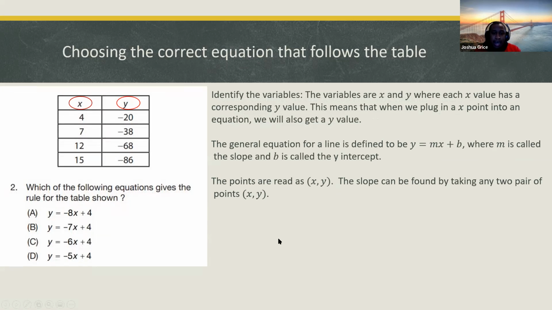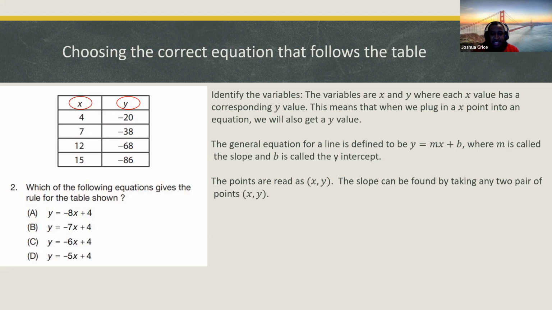And usually when you have an equation of this form, we call it a line. And the line is defined to be y equals mx plus b. And the two key letters from this equation are the m, which we usually refer to as our slope, and the b, which we usually refer to as our y-intercept.